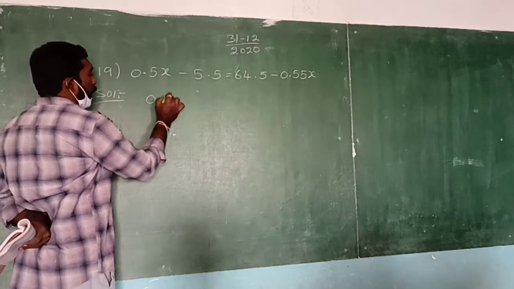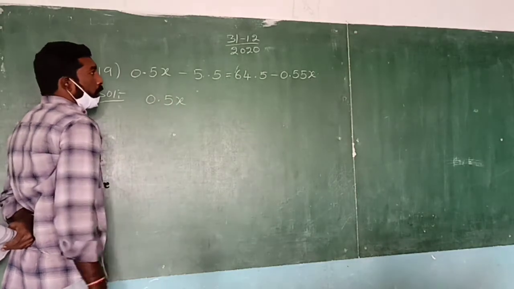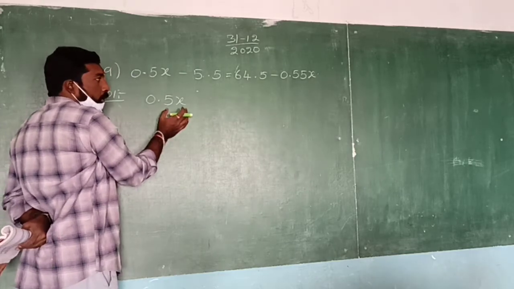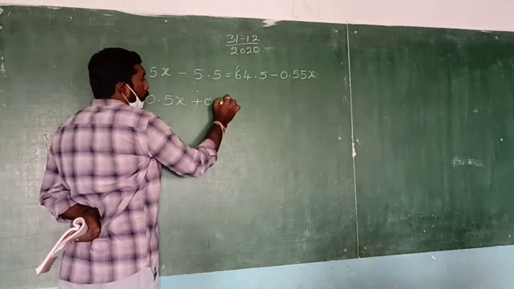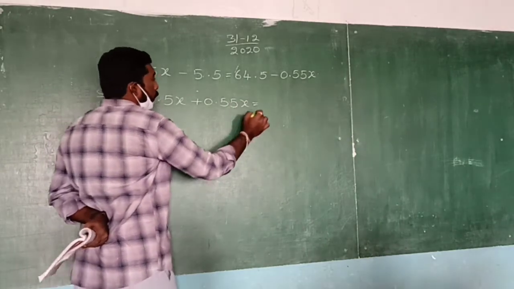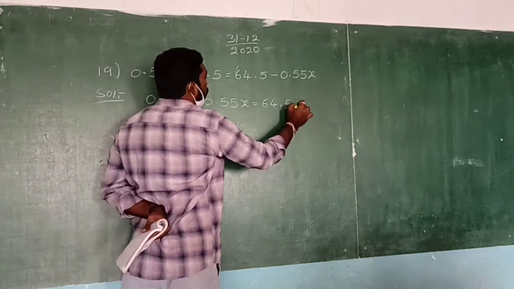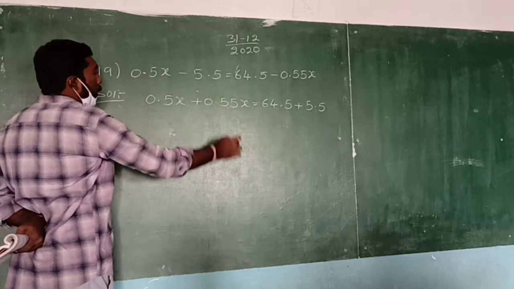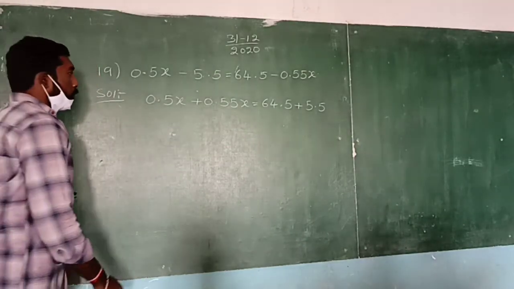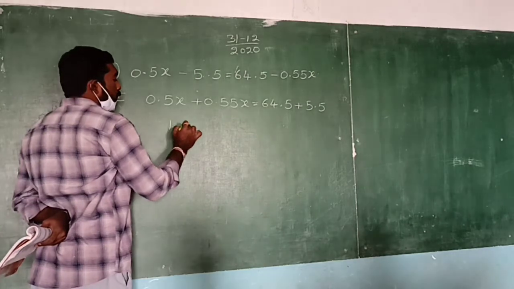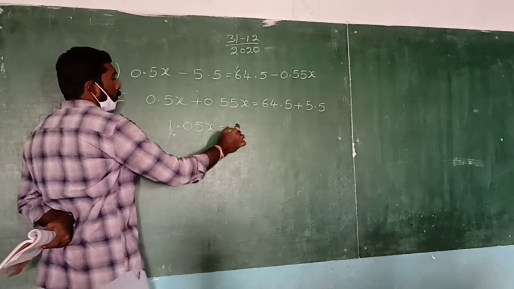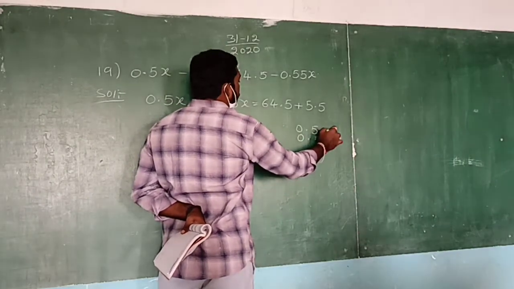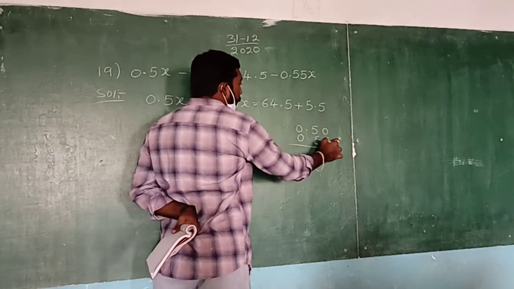So 0.5x, and replacing the 0.55x to the left side, what it becomes? Plus 0.55x is equal to 64.5 plus 5.5. So 0.5, 0.55: here there is no value, it is 0. So 5 plus 0 is 5.